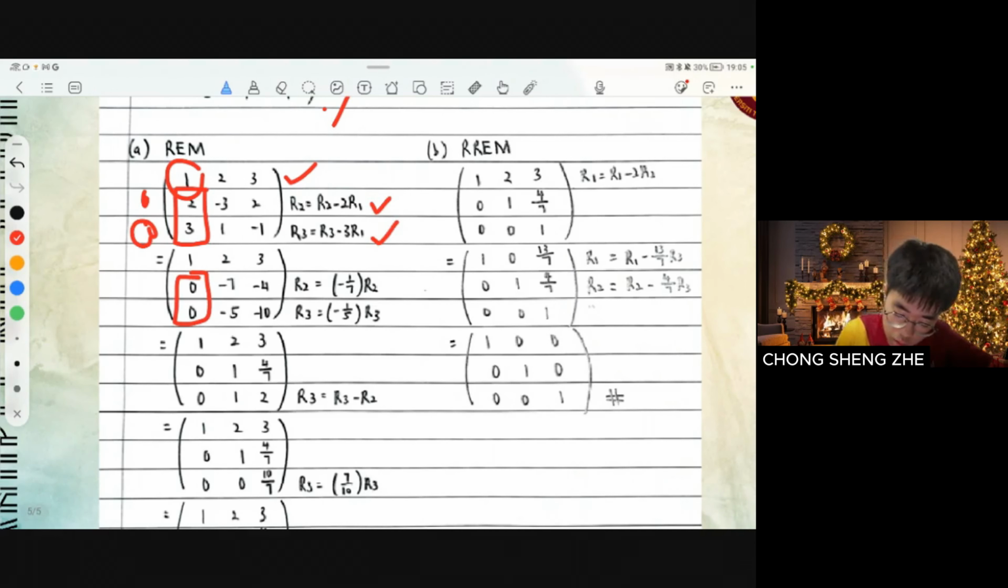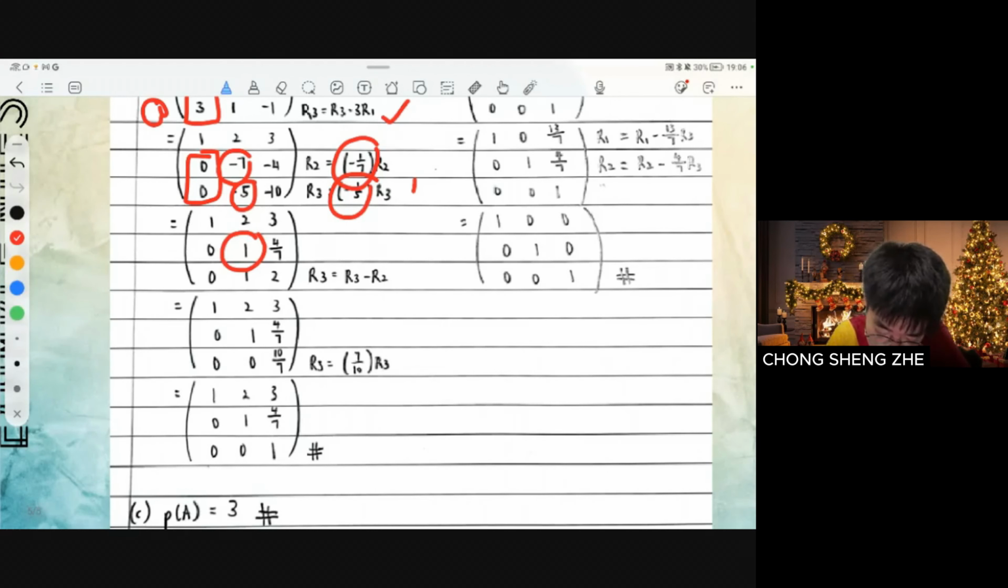So we need to perform this operation to get 0 in the first column. Next, we need to let the second row, second column, which is this element negative 7, become 1, so that it can be the leading one of the second row. So we need to multiply by negative 1 over 7 to get the 1 in the second row, second column. And for the third row, this negative 5, we need to multiply by negative 1 over 5 to get 1. So we proceed.